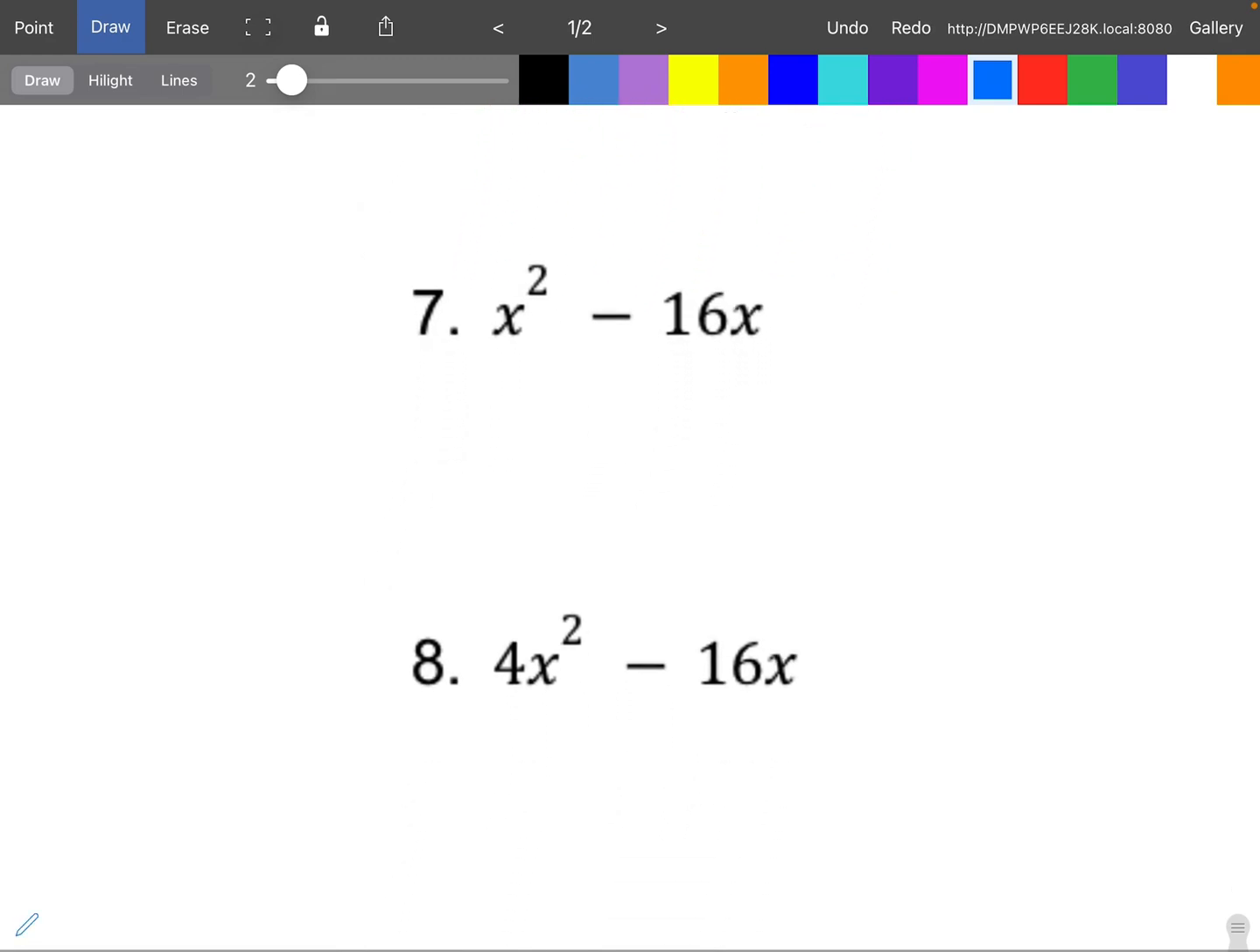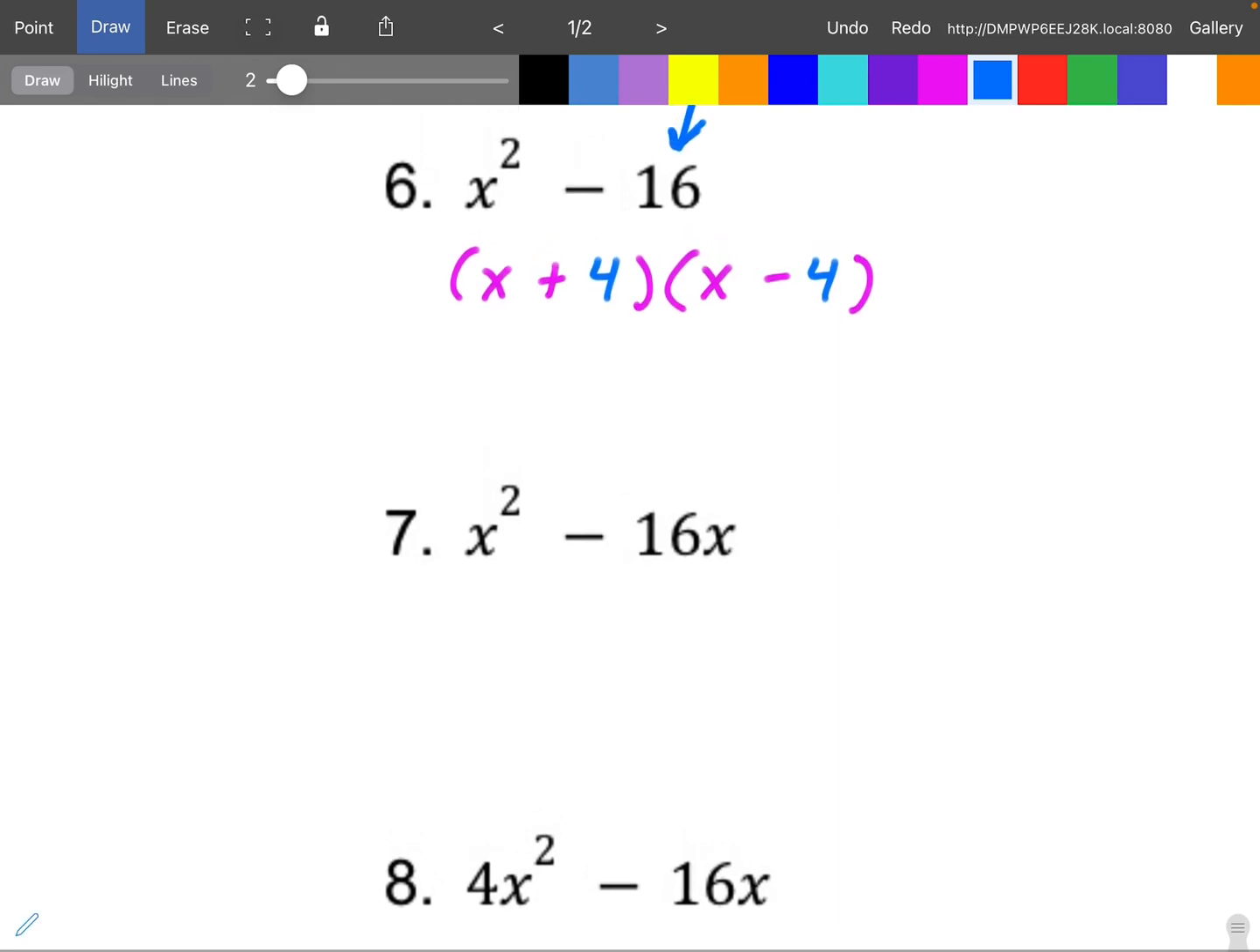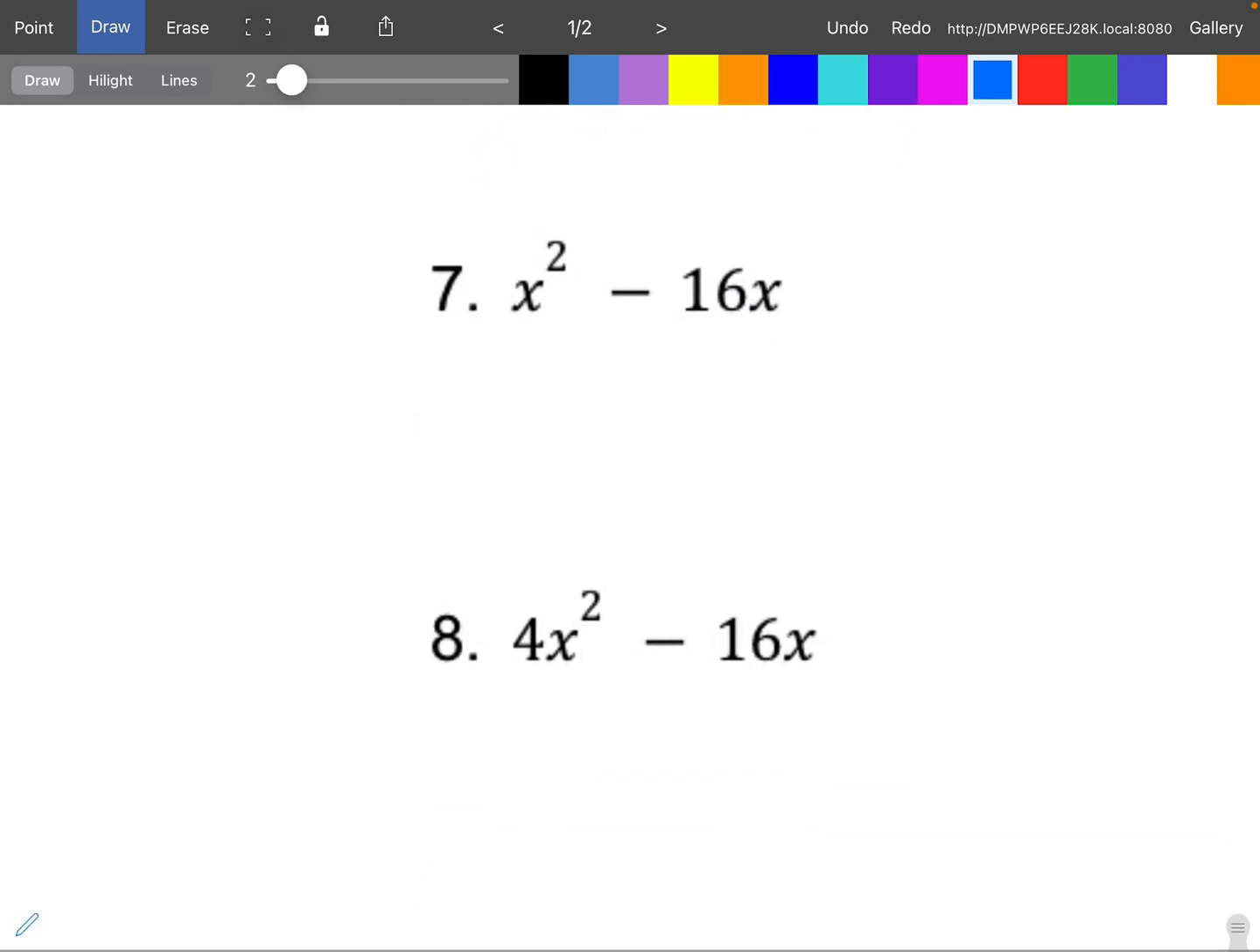All right, number 7. Now this looks an awful lot like number 6, but not exactly. We have this x here, which means that is not a perfect square because there's nothing times itself that gives me just plain x. So I'm not going to treat this like a difference of squares, but I do notice, however, that both of those terms have something in common. They both have some form of x. Therefore, I'm going to be able to factor out some form of x. Now, the first term is two x's multiplied together. The second term only has a single x. Therefore, I can only factor out a single x.